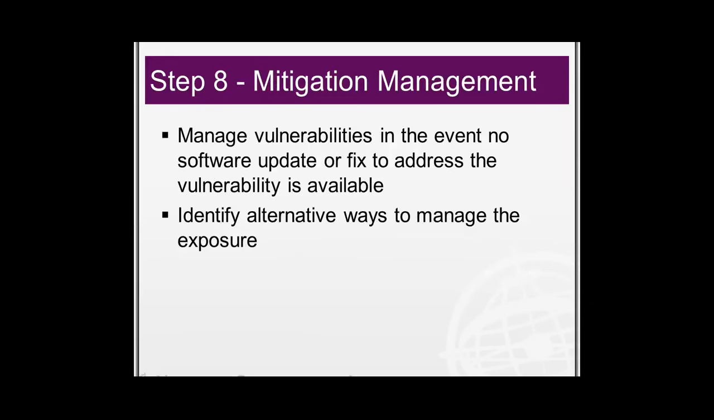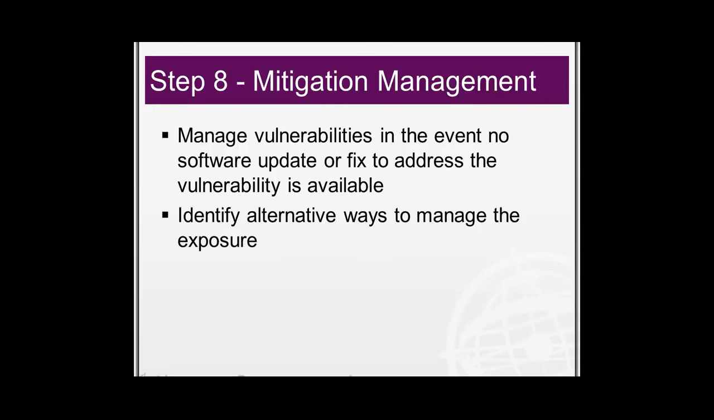So in step 8, we have mitigation management. An element often overlooked when people have an effective vulnerability management program, well, I'll say it's not effective until you look at this, is how to manage vulnerabilities in the event no software update or fix is there to address the vulnerability problem. So what do we do? There's no patch yet. There's no updates. There's no fix. What do we do? Right?